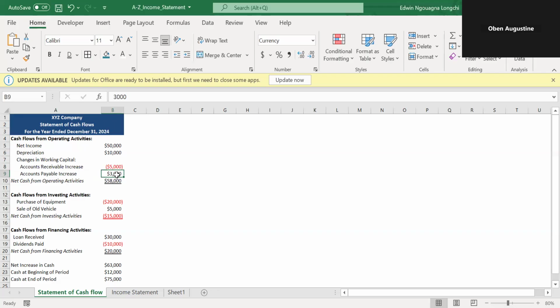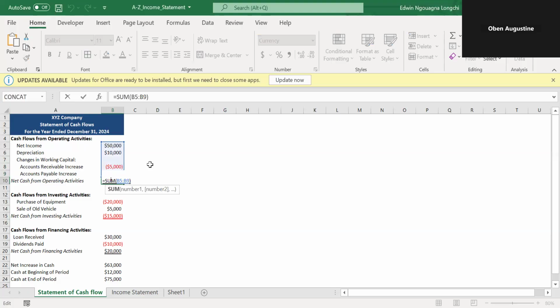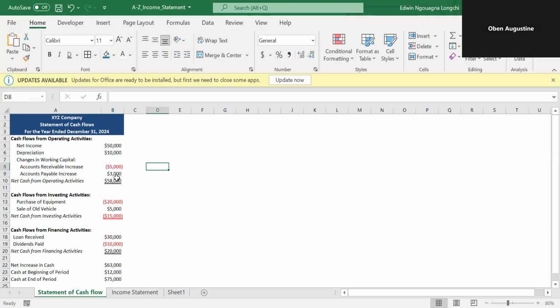So you can add other operating activities, as many as you have. At the end, you will just sum all of this. If you double click on this one, you see that it's the sum of all what we have. So when you sum all of this, it gives you $58,000, because we have 50 plus 10, which is 60. This is a minus, so it brings it down to 55. You add this 3, it is 58. So that's how you get the total for the operating activities.